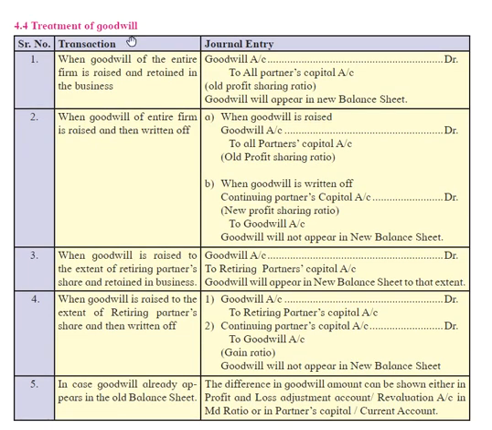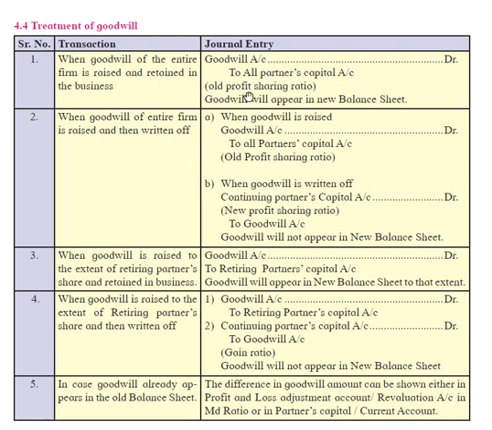Treatment of goodwill: transactions and journal entries. When the goodwill of the entire firm is raised and retained in the business, at that time the goodwill account is debited to all partners' capital accounts, and the amount will come.